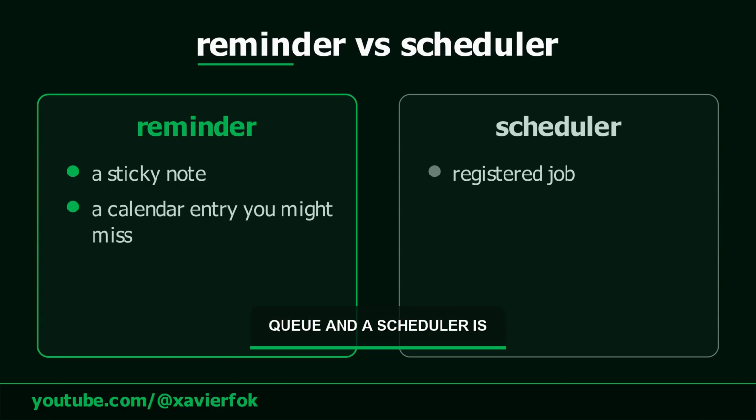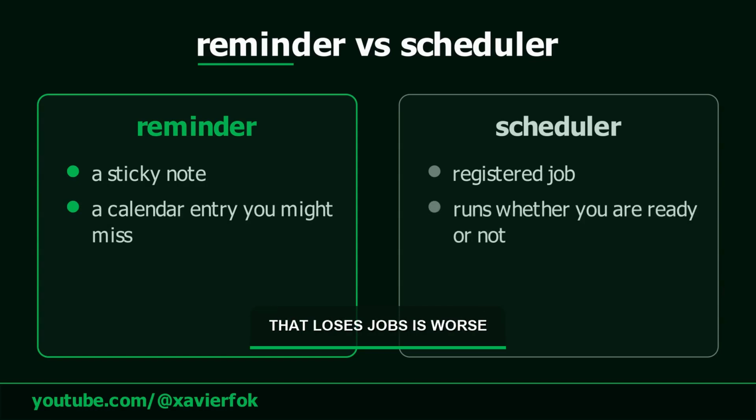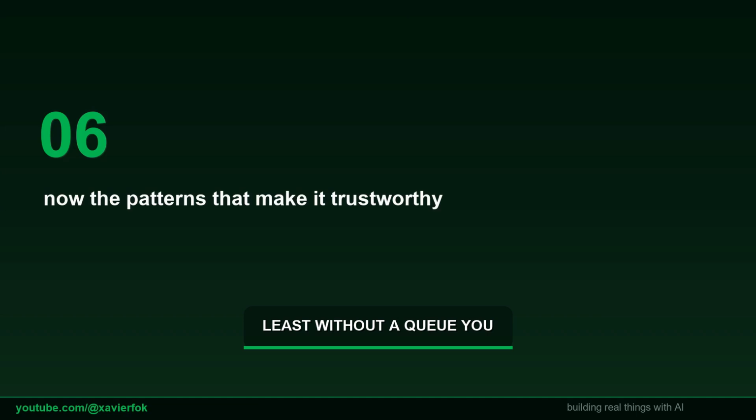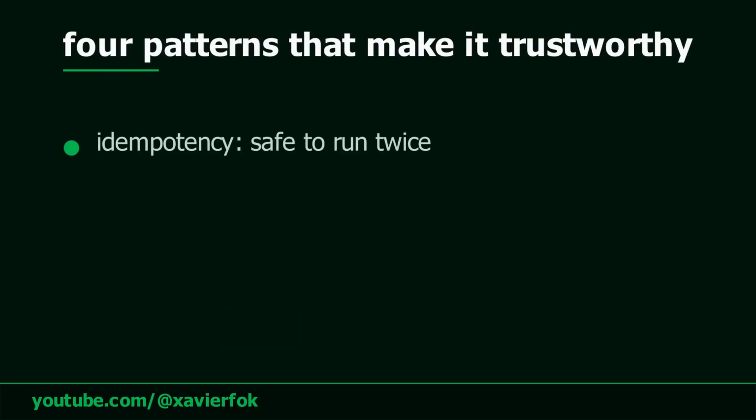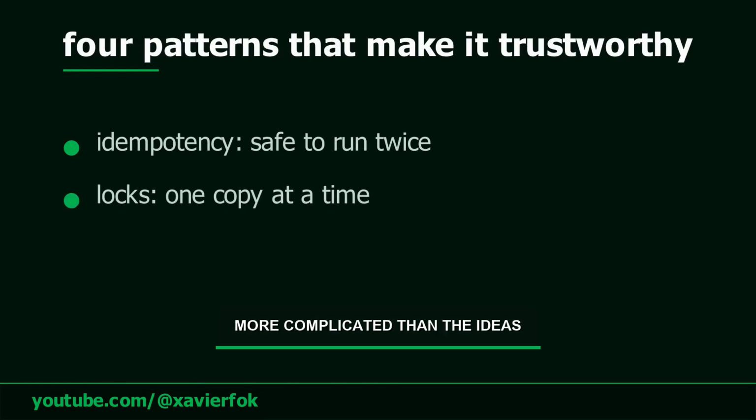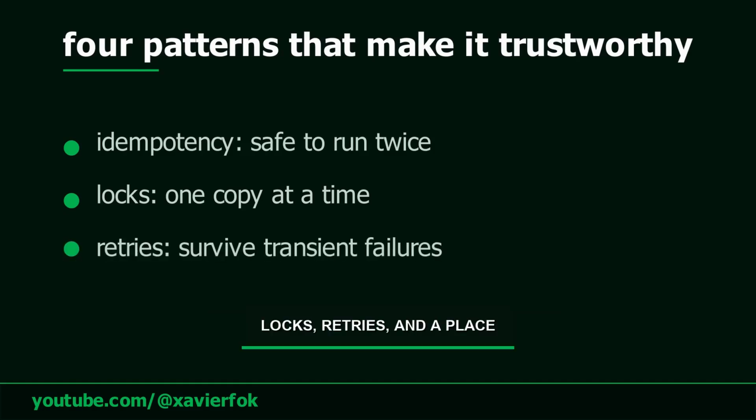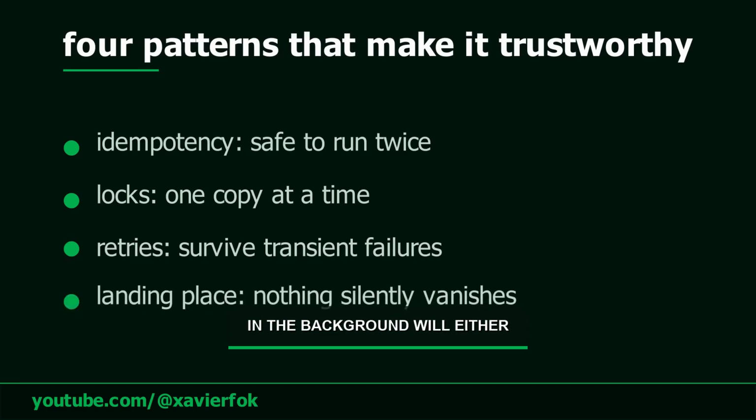Having a queue and a scheduler is a start, but a queue that loses jobs is worse than no queue, because at least without a queue you know what failed. A scheduler that silently skips jobs is dangerous for the same reason. So once you have the basic structure, you need 4 patterns that make it actually trustworthy. I want to go through each of them in plain terms, because the names sound more complicated than the ideas are. These 4 patterns are idempotency, locks, retries, and a place for failed jobs to land. Together they are what let me close my laptop and trust that the things running in the background will either succeed or tell me clearly that they did not.